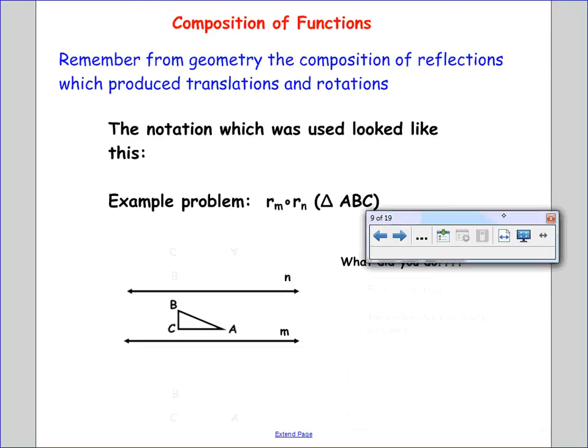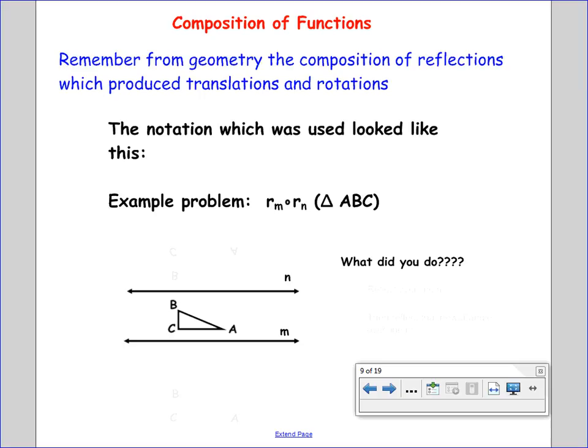So what I want you to do is go ahead and think back to geometry, right? While it may bring shudders for some of you, and it might be one of your lighter classes for others, let's think back to this notation. What did we do if we were going to perform this particular transformation? Raise your hand if you remember what the R stands for. What does the R stand for in geometry? Don't call out. Adam? Reflection, right? Reflection. And this little circle here is a composition symbol, right?